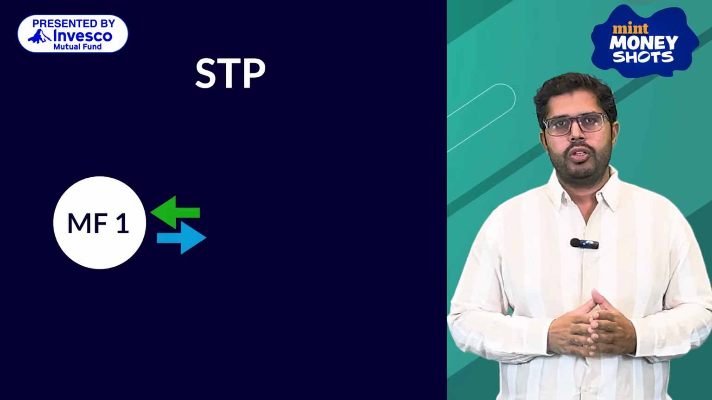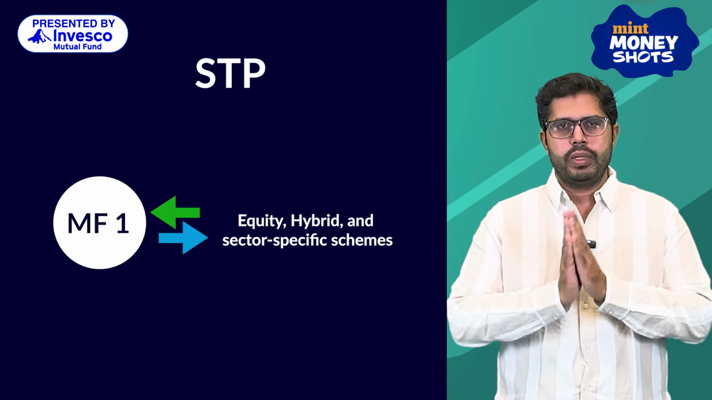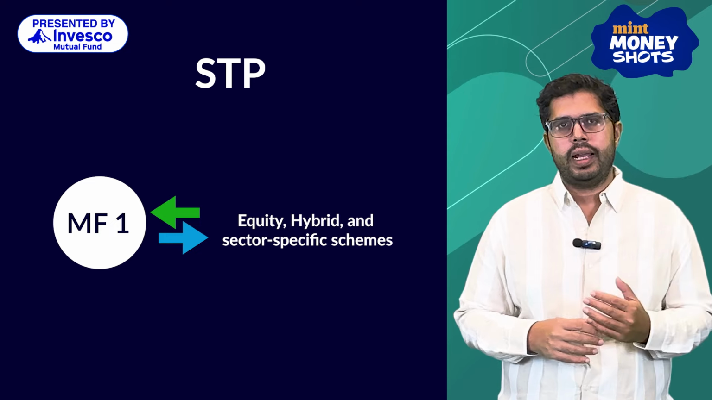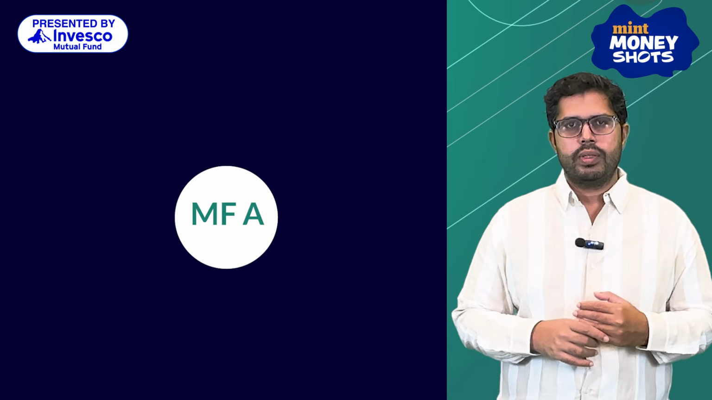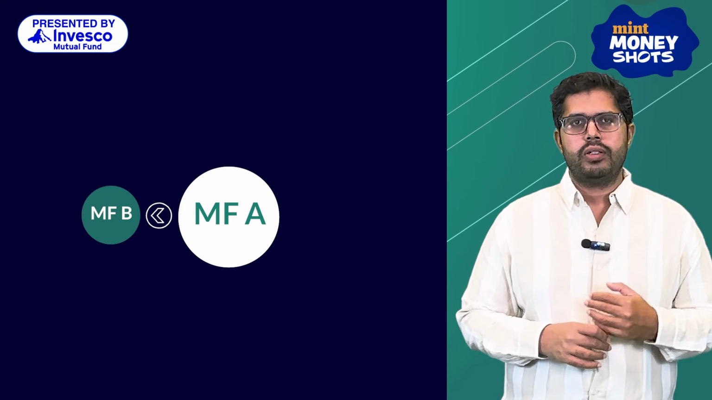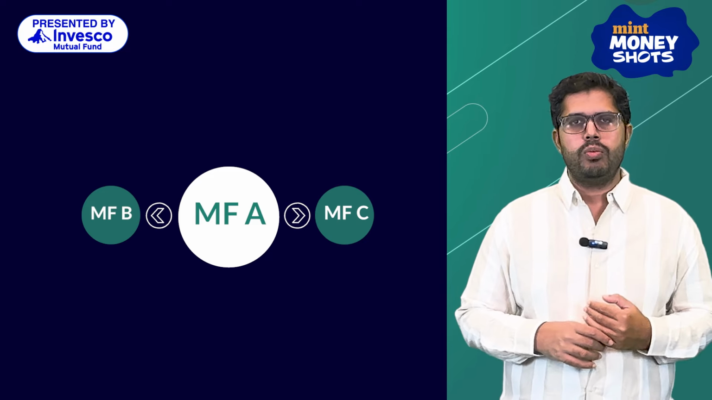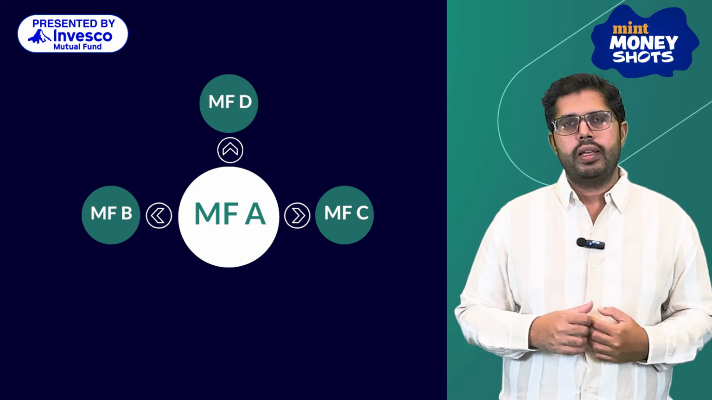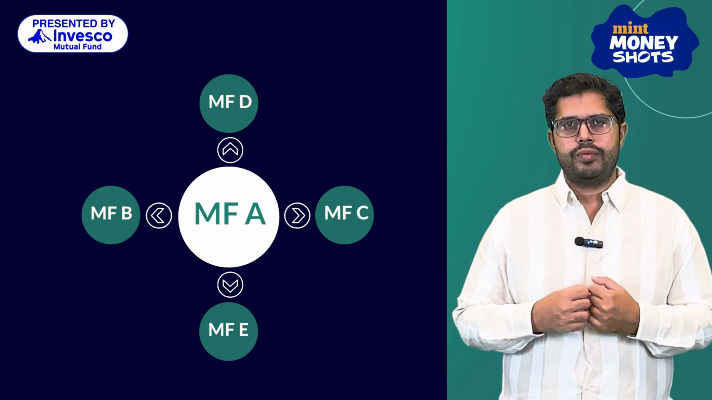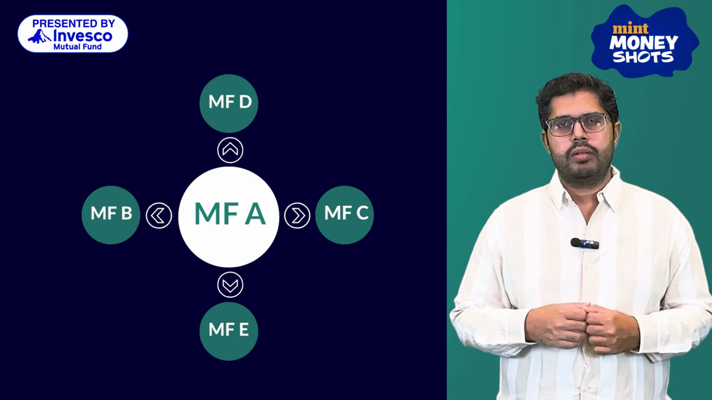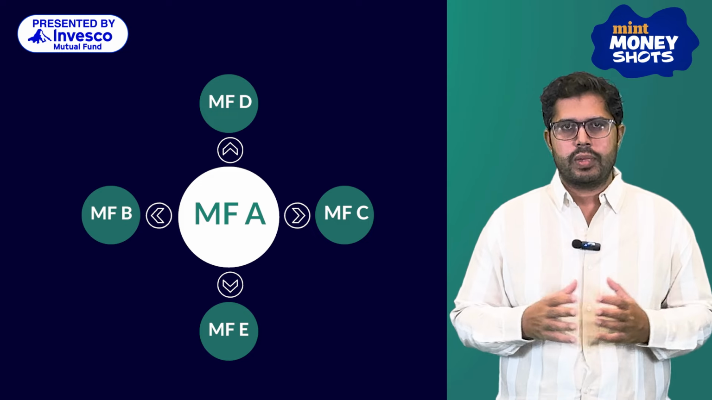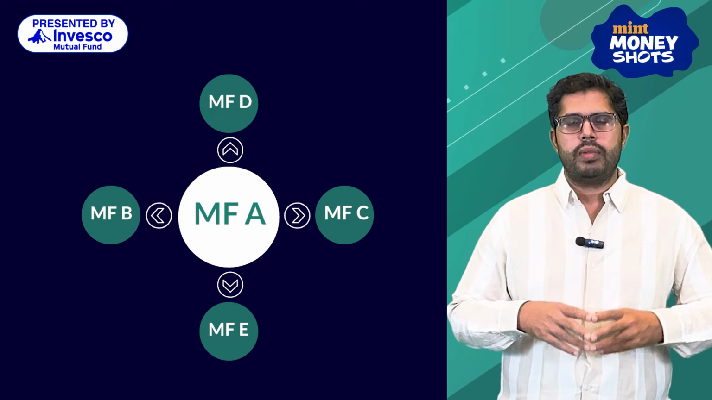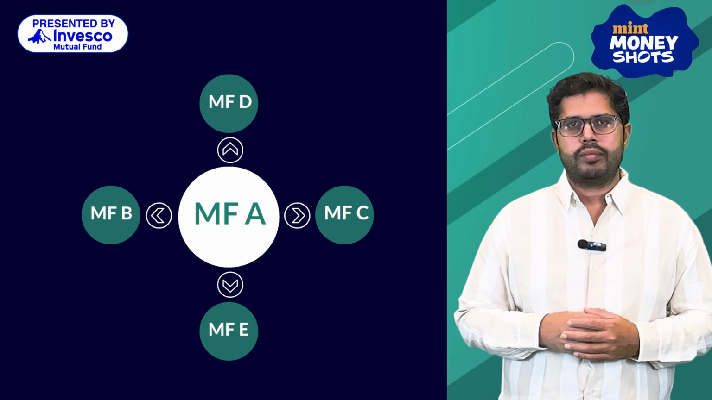Here's another example. You can transfer from one scheme to multiple schemes within the same fund house. For example, equity, hybrid, and sector-specific schemes. With an STP, you can transfer funds from a single source scheme to multiple destination schemes within the same fund house, of course. This strategy allows you to diversify your investments systematically across various schemes, creating a balanced portfolio without the need for multiple initial investments.